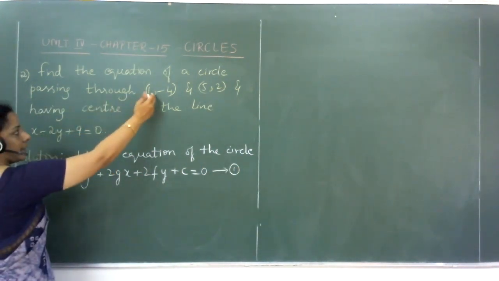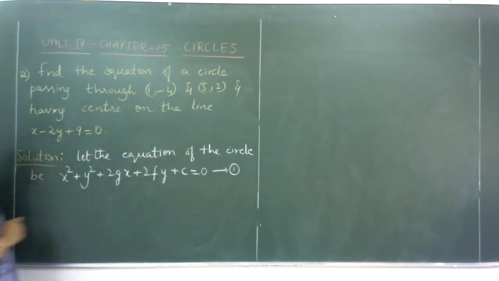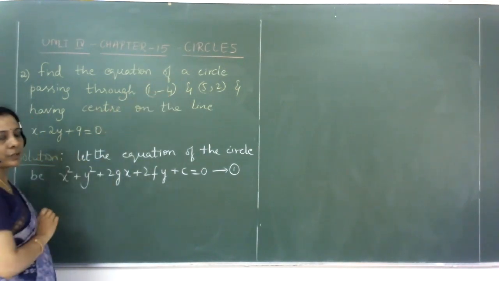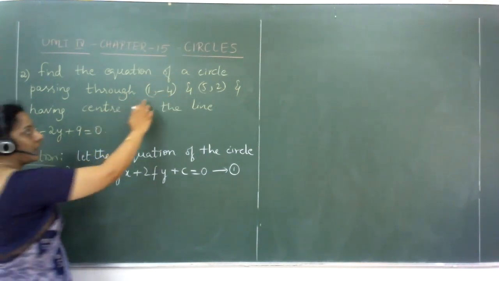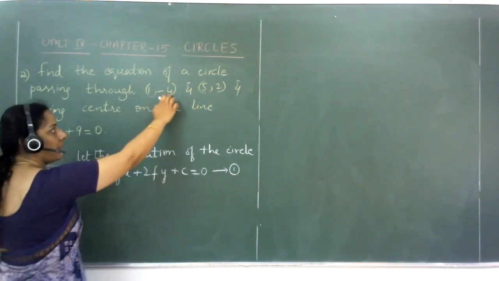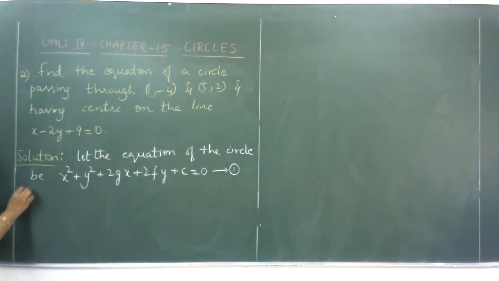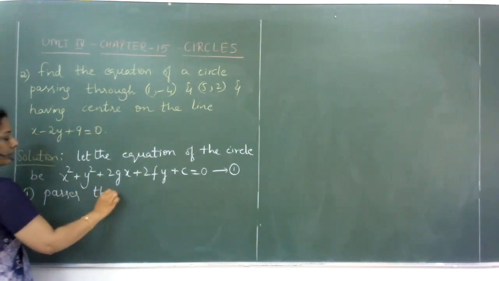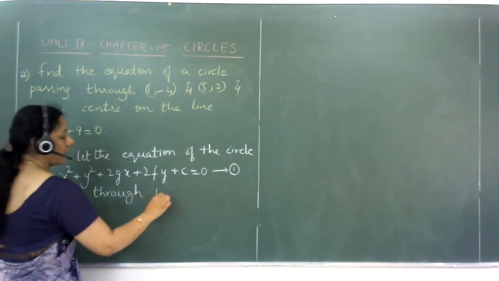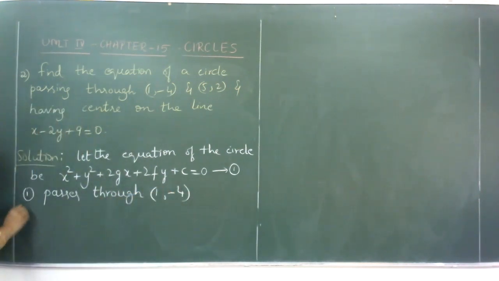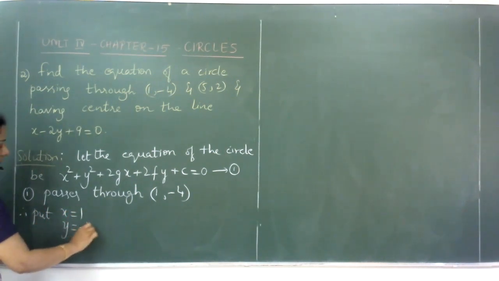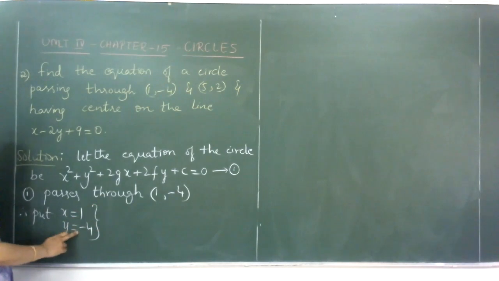We are having this first point coordinates is 1 comma minus 4. So circle 1 passes through the point 1 comma minus 4. How do we make use of the data? I can be substituting x equal to 1, y is equal to minus 4. Equation 1 is passing through the point 1 comma minus 4. Therefore, we can put x as 1, y is equal to minus 4. Where are we substituting these two values? Back in equation 1, isn't it?